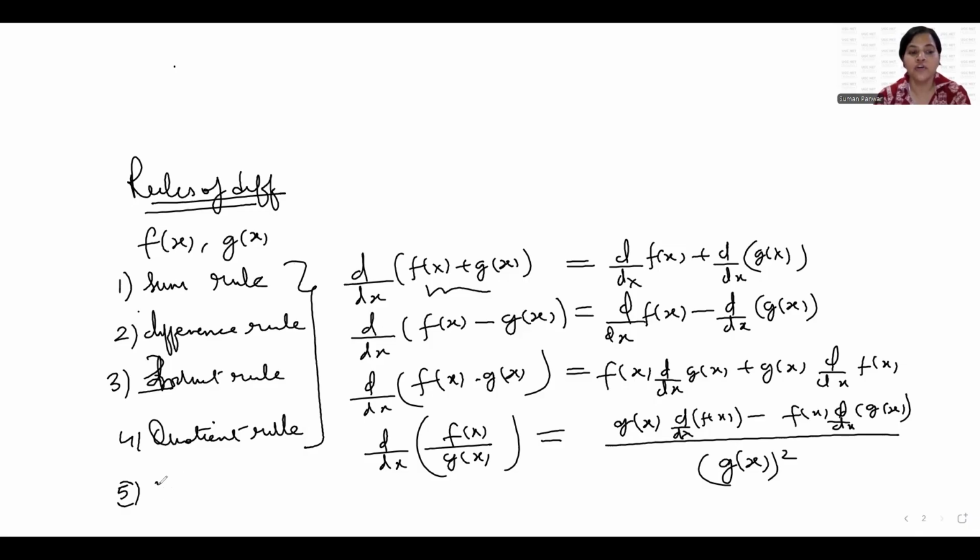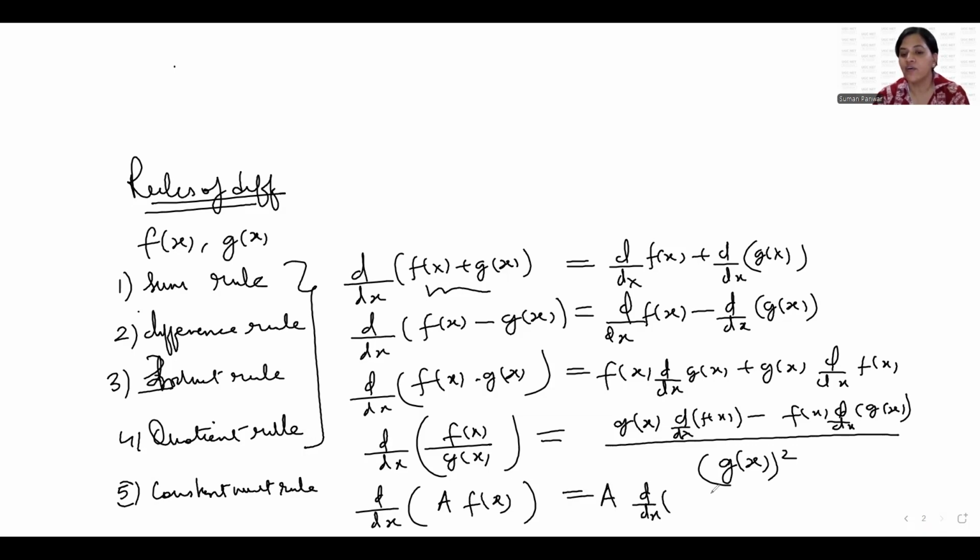So the fifth rule is constant multiple rule. So what is constant multiple rule? It says derivative of a function fx, if it is multiplied with a constant a, is a times the derivative of the function. This is called constant multiple rule. Rule number 6, derivative of a constant is always equal to 0.